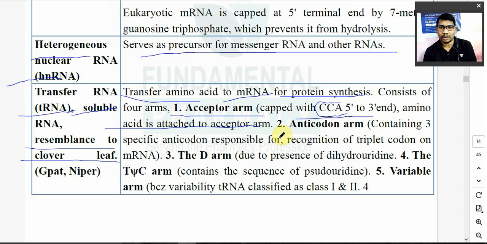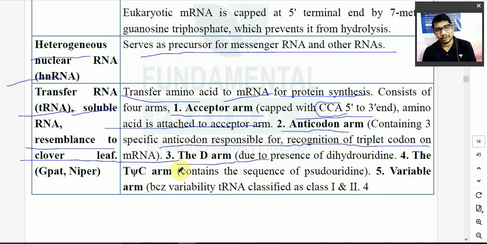The second होता है anticodon arm. So containing 3 specific anticodon which are responsible for the recognition of triplet codon on the mRNA. जो है ना, एंटीकोडन आर्म जो होता है उसके ऊपर अपोजिट कोडन होते हैं जो mRNA के ऊपर जो कोड रहेगा उसके अपोजिट कोड रहेंगे। तो जब वो मैच होंगे, वो जब रीड करेंगे, रिकॉग्नाइज करेंगे, तब वो अमीनो एसिड लेके आएंगे. Okay, so acceptor arm to attach the amino acid, anticodon arm to recognize the triplet codon on the mRNA, and third arm होता है the D arm.